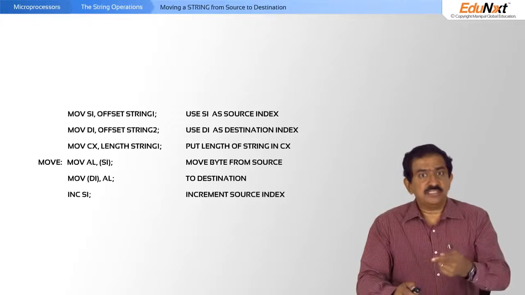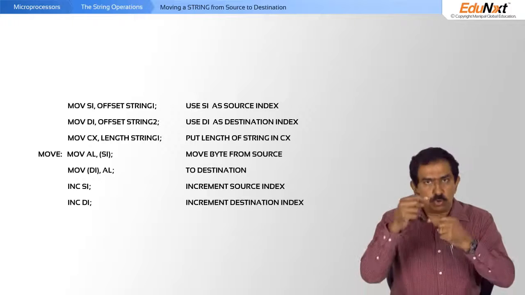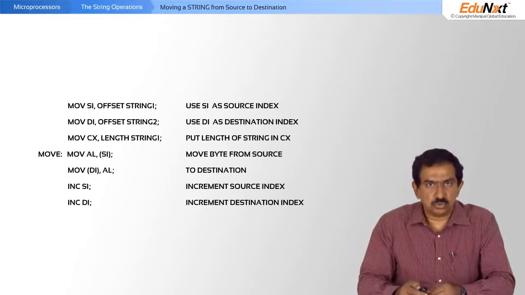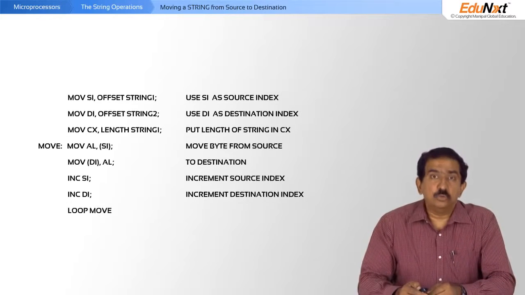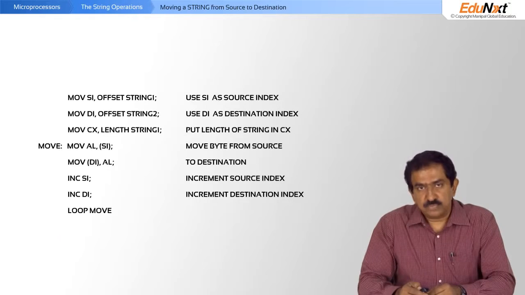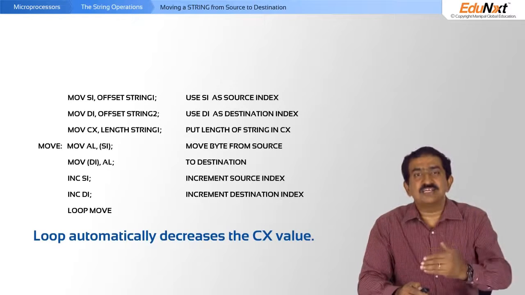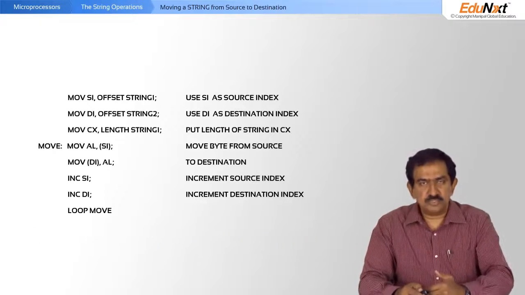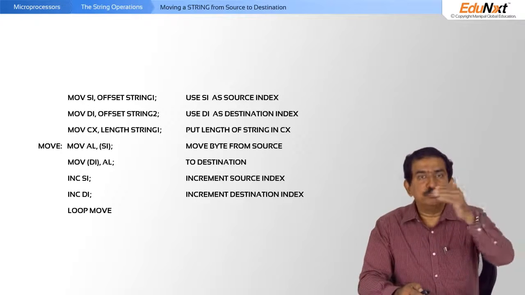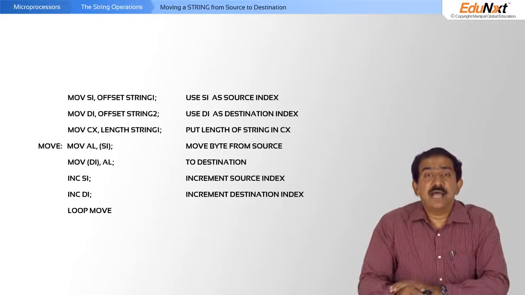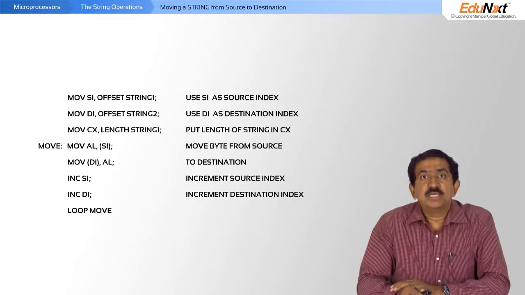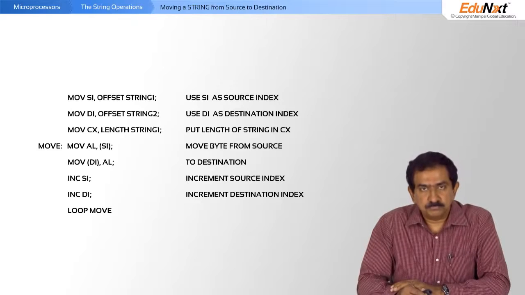You increment SI, you increment DI to point to the subsequent locations of the source and destination area. You loop back to move, and loop will automatically decrease the CX value. Right? So this set of instructions happens over and over again till CX becomes 0. Fairly costly set of instructions just to simply move a bunch of memory locations from one area to another.